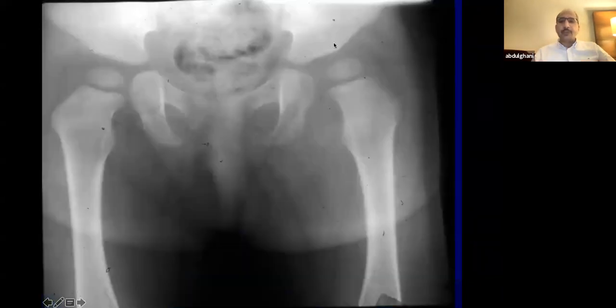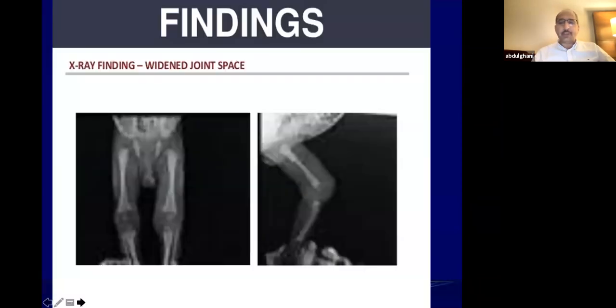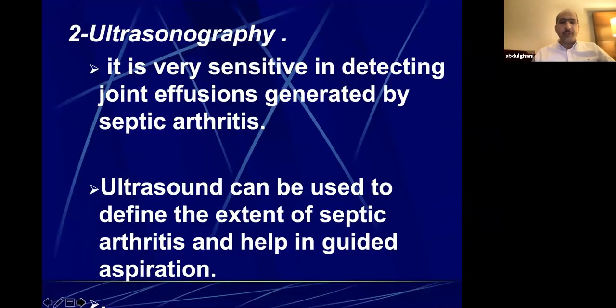Look at the picture. On the left side, there's a widening of joint space and there is a subluxation in the initial stage. Another example: the joint is externally rotated and flexed, and also there's a slight subluxation, with widening of the joint space actually there. Not a clear picture, but suggestive of a widened joint.